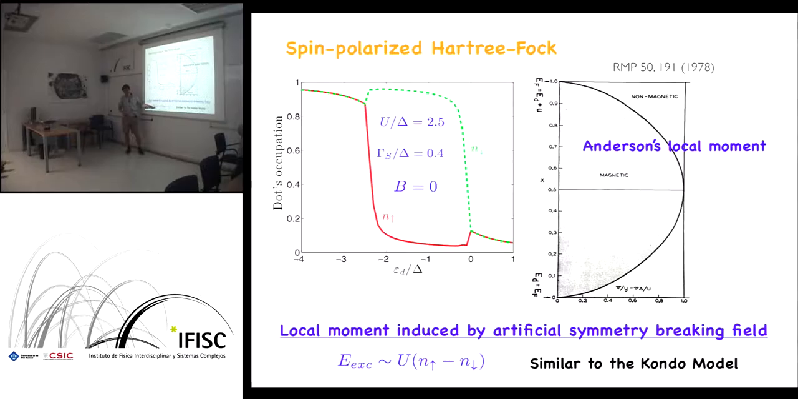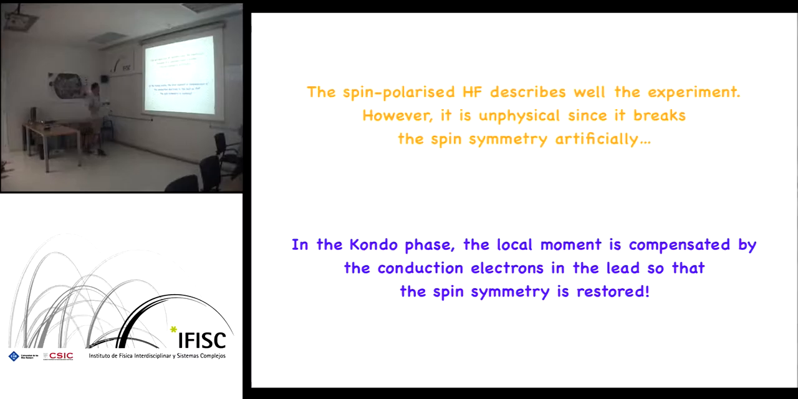Anyway, my point is that with this symmetry breaking there is an induced exchange pair. So this exchange pair resembles the Kondo physics. So a simple spin polarized Hartree-Fock approach will describe the Kondo physics. But as I mentioned, in the Kondo phase there is also a local moment, but it is screened by conduction electrons in this way.